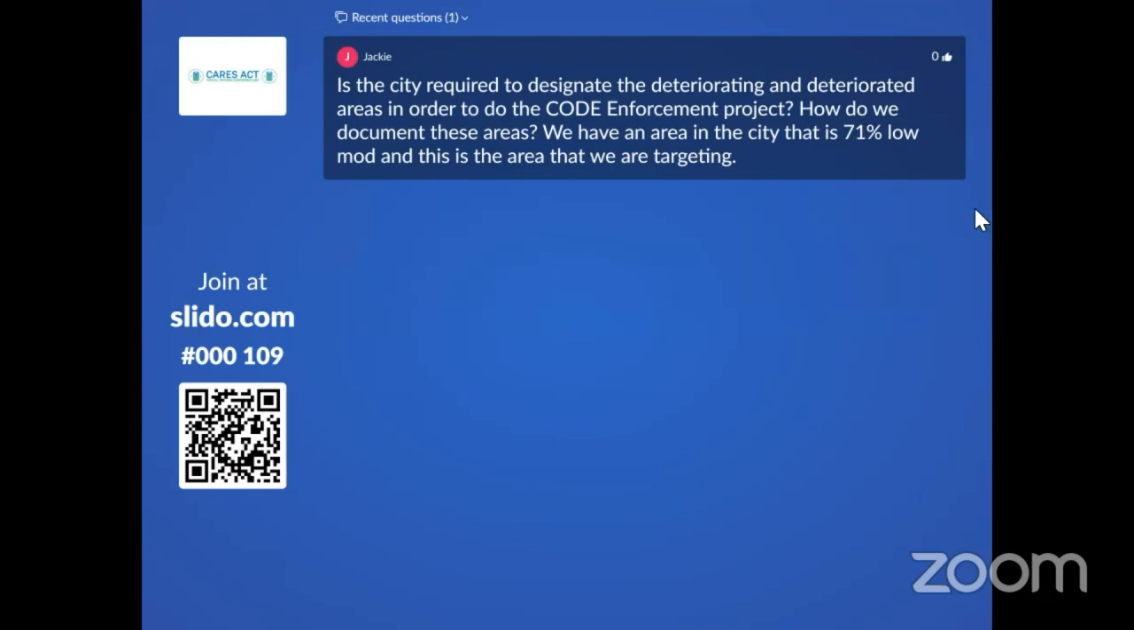Is the city required to designate the tier, okay, in order to do the code enforcement? The city can designate whatever, as long as it's not the entire city. They can designate an area as deteriorating or deteriorated as long as it meets that definition in state or local law and or the standards in 570.208(b)(1). And you can use mapping software to document those areas.